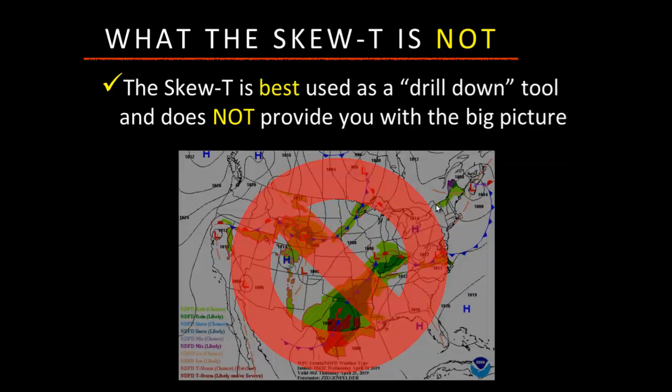Also, the SKEW-T diagram is really meant to be used as a drill down tool. It's really not to be used to determine the big picture. Yes, you can get an indication of how the atmosphere is poised, whether it be cloudy or clear, but don't use it for that big picture kind of situation. It's really meant to be used as that drill down tool over a particular location.